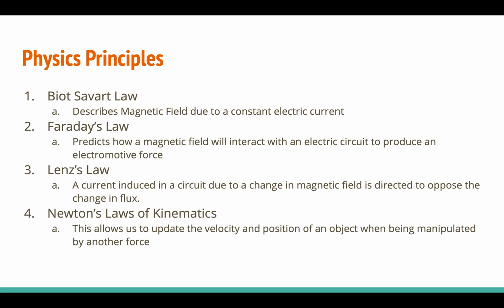So let's discuss a little bit of the physics principles that we will be using to create our computational model. First is Biot-Savart law. This describes the magnetic field due to a constant electric current. Next is Faraday's law. This predicts how a magnetic field will interact with an electric circuit to produce an electromotive force. Third is Lenz's law. This describes that a current induced in a circuit due to a change in magnetic field is directed to the opposite of the change in flux. Finally, we will use Newton's laws of kinematics, which will allow us to update velocity and position of an object when being manipulated by a force.